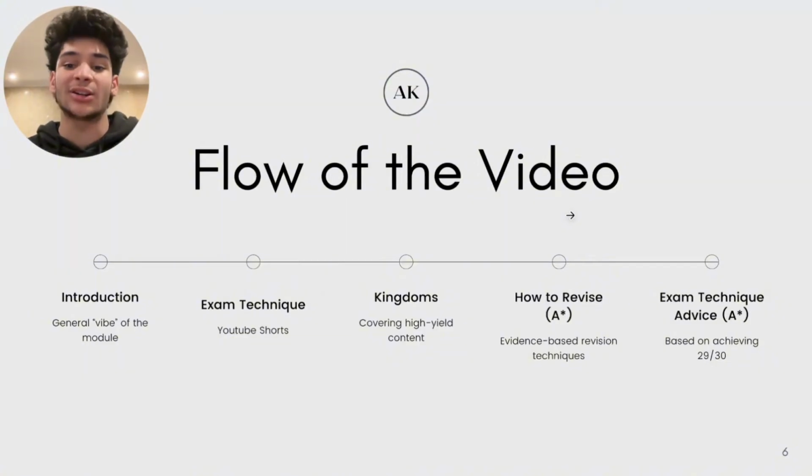How to revise for the A-star. So yeah, this is just how to revise based on evidence-based revision techniques. This is the stuff I sort of align myself with and have done for GCSE and A-level.